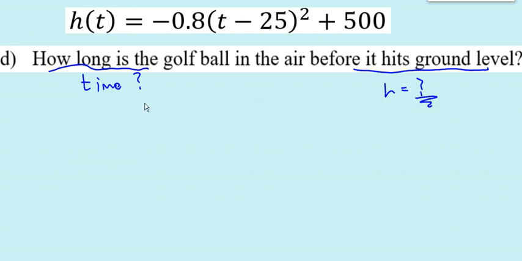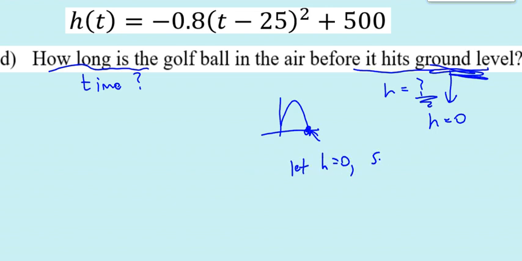So if I'm looking for time, I must know height. So ground level is a height. Ground level is where height is 0, because it's at ground level. So if the ball goes up in the air and then it comes back down, I'm looking for how long it takes to get to that 0 point, which is ground level. So that means I need to let height equal 0 and solve for t.